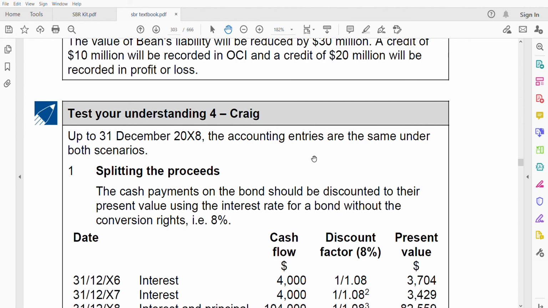Easy things you will anyway do and do well, but what matters is if the hard things also you understand properly and you are able to do at least 50% of them, you will pass this paper, SBR. There is no doubt about it.